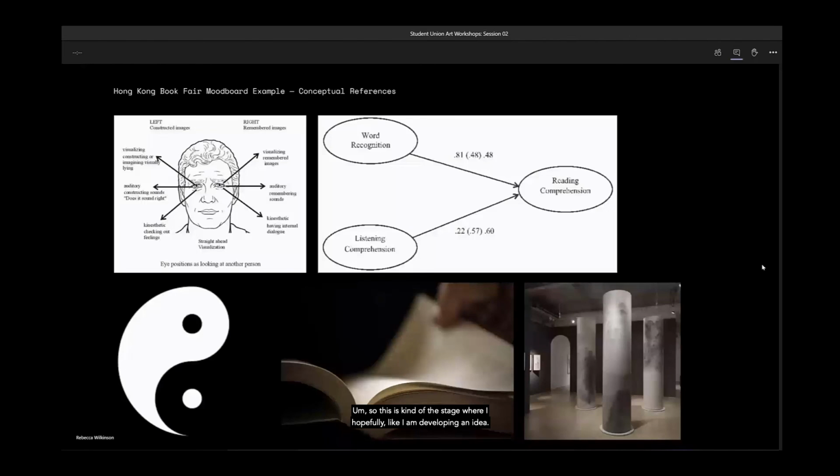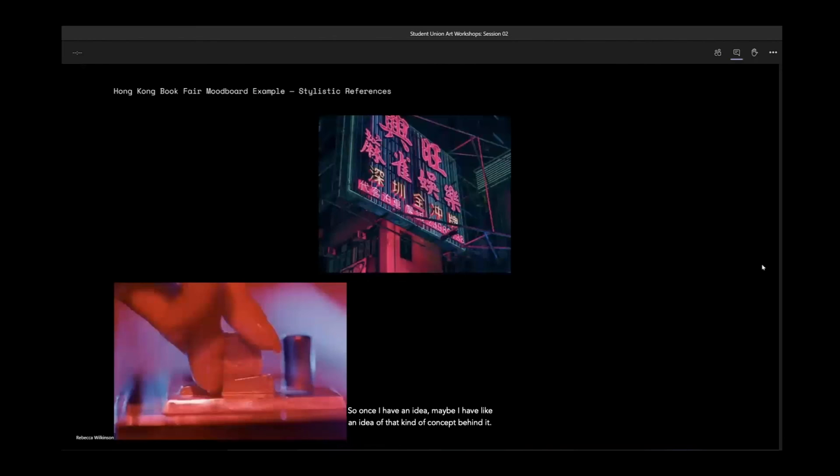So this is the stage where hopefully I am developing an idea for my project. So once I have an idea, maybe an idea of the concept behind it, and an idea of the objects I'm going to make for my project, I want to start thinking about stylistic references. So I might start thinking about the style of Hong Kong, the style of that city.